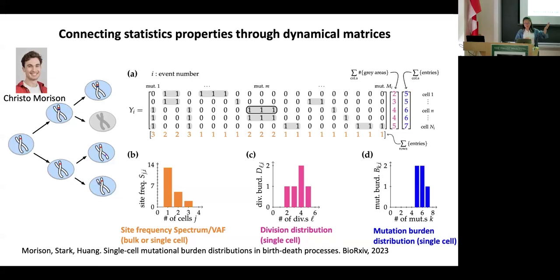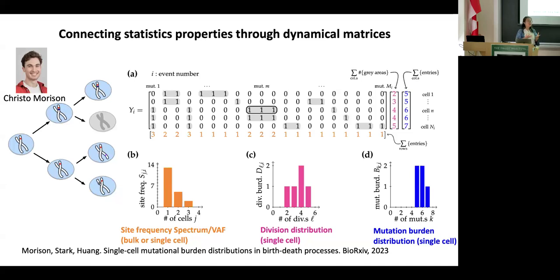So in this matrix, it's dynamic because every row is a cell and every column is a mutation. So it's 1 if this mutation is present in that cell, and 0 if the mutation is not there. If you look at the information in every row, this gives you how many mutations a cell carries, which gives you the blue columns that you have seen. That's the single-cell mutation burden distribution.